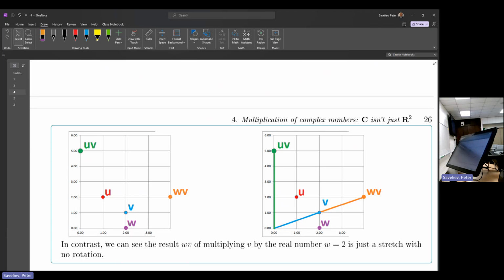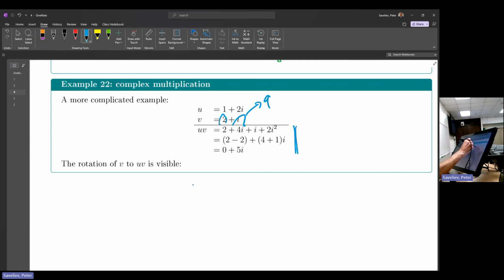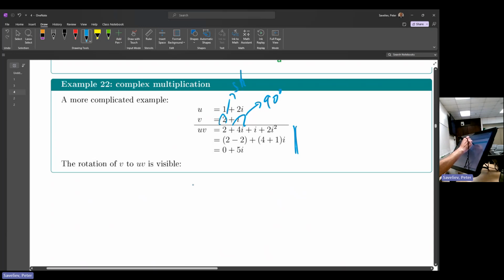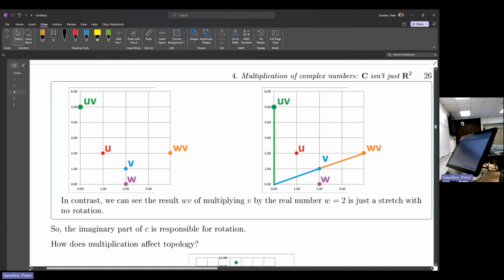You can see what has happened here: there is a rotation, and the 2 is the stretch. The i gives me a 90 degree rotation, and the 2 gives me the stretch. You can totally see it right here. What has happened to the vector u? It's been stretched by 2, right? This is my stretch, and then it rotates 90 degrees. Okay, I'll stop here and I'll see you.